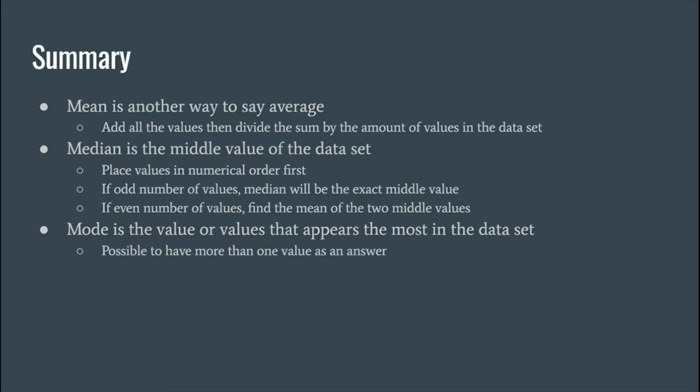If you have an odd amount of values, then whatever is right in the middle is your median. If you have an even amount of values, you find the 2 middle numbers and you find the mean of them, and that's your median. The mode, we just went over, that's your value or values that appear the most in your data set. So you could have more than one answer for that.